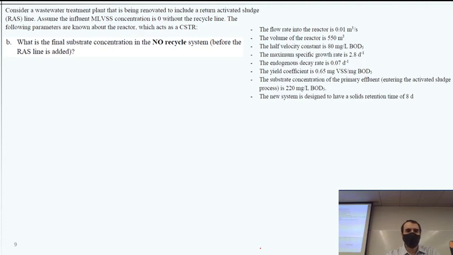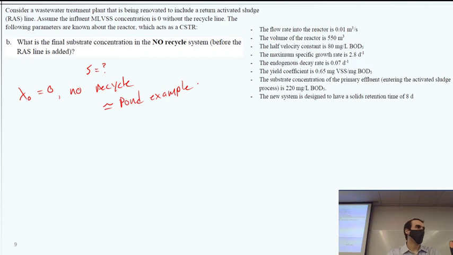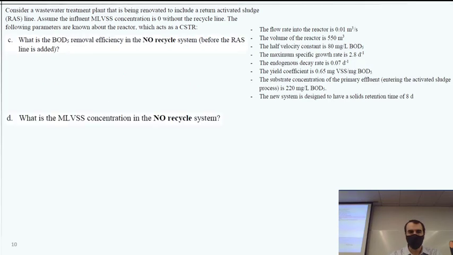Okay, so part B asks, what is the final substrate concentration in the no recycle system? So that's looking for S. We essentially did this problem at the end of last class, where we derived an equation for S, given that we had a CSTR with no recycle and X naught was zero. That's the same condition, right? So X naught is zero, no recycle. This is essentially the same as the pond example. Okay, so this will be good practice for you if you'd like to try that on your own, a different system. Part C and D are also just like that pond problem.